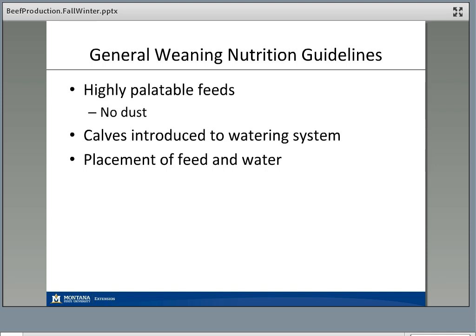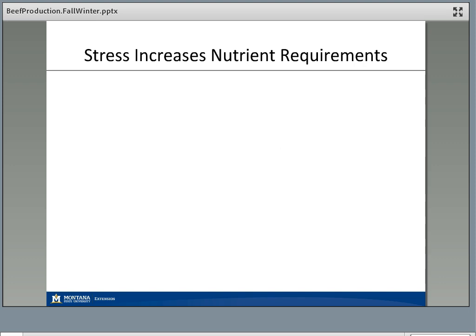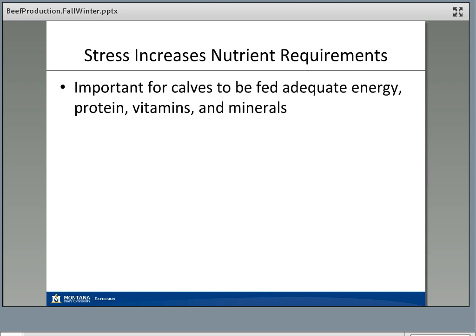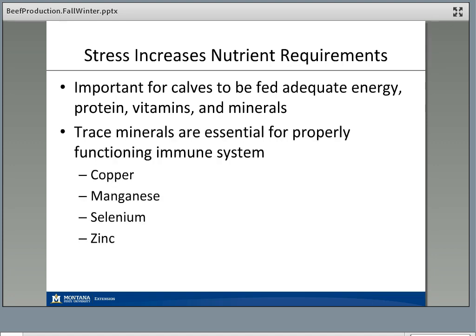We do know that stress increases nutrient requirements, so it's important that we provide adequate energy and protein to those animals to combat that, as well as vitamins and minerals, because all four are a critical component of nutrient requirements and the nutrient requirement increase that comes along with stress. In particular, trace minerals are really important for immunity. They're also really important for reproduction as well. But since we're talking here about kind of this fall system, copper, manganese, selenium, and zinc are the four that we're going to probably focus on the most in a weaning nutrition system.